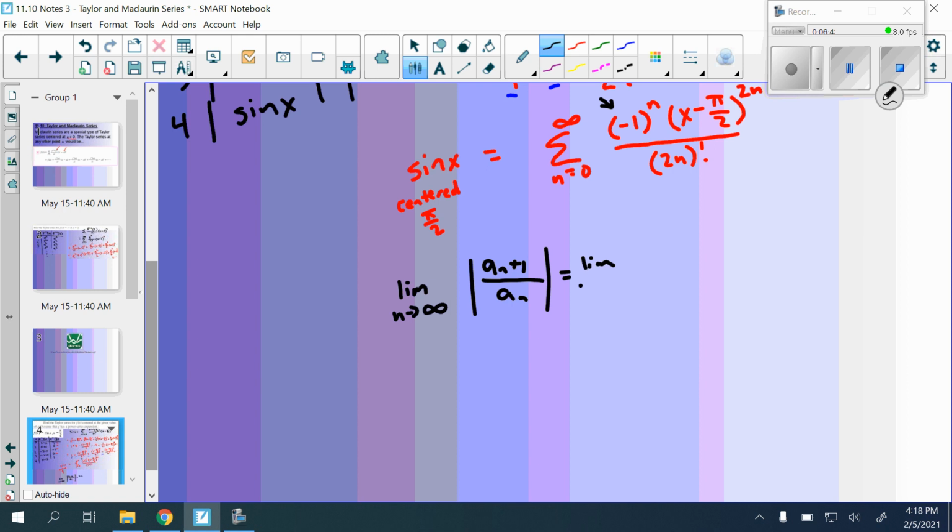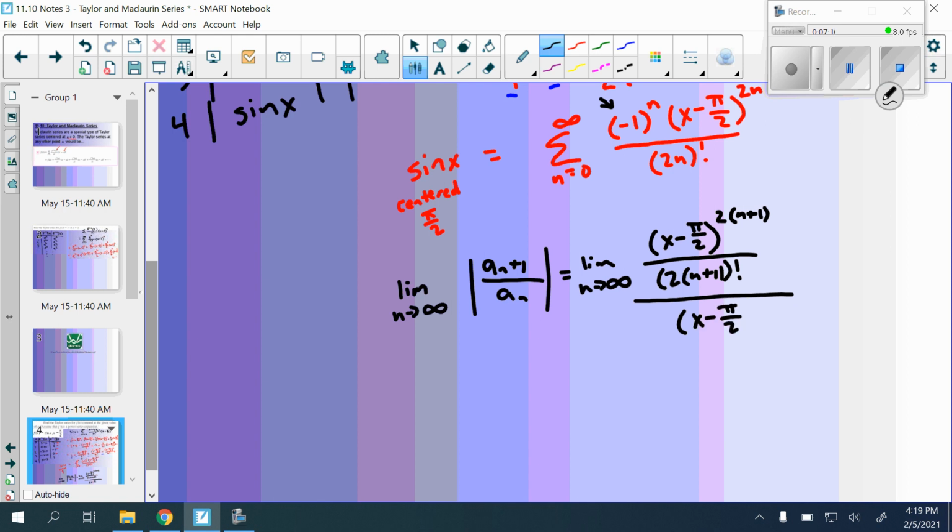So it'd be the limit as n goes to infinity. If we did our n plus 1 here, this is going to be (x - π/2) to the 2(n+1), over (2(n+1)) factorial, all over our original one, meaning it would be all over what we see up there without that alternating part.